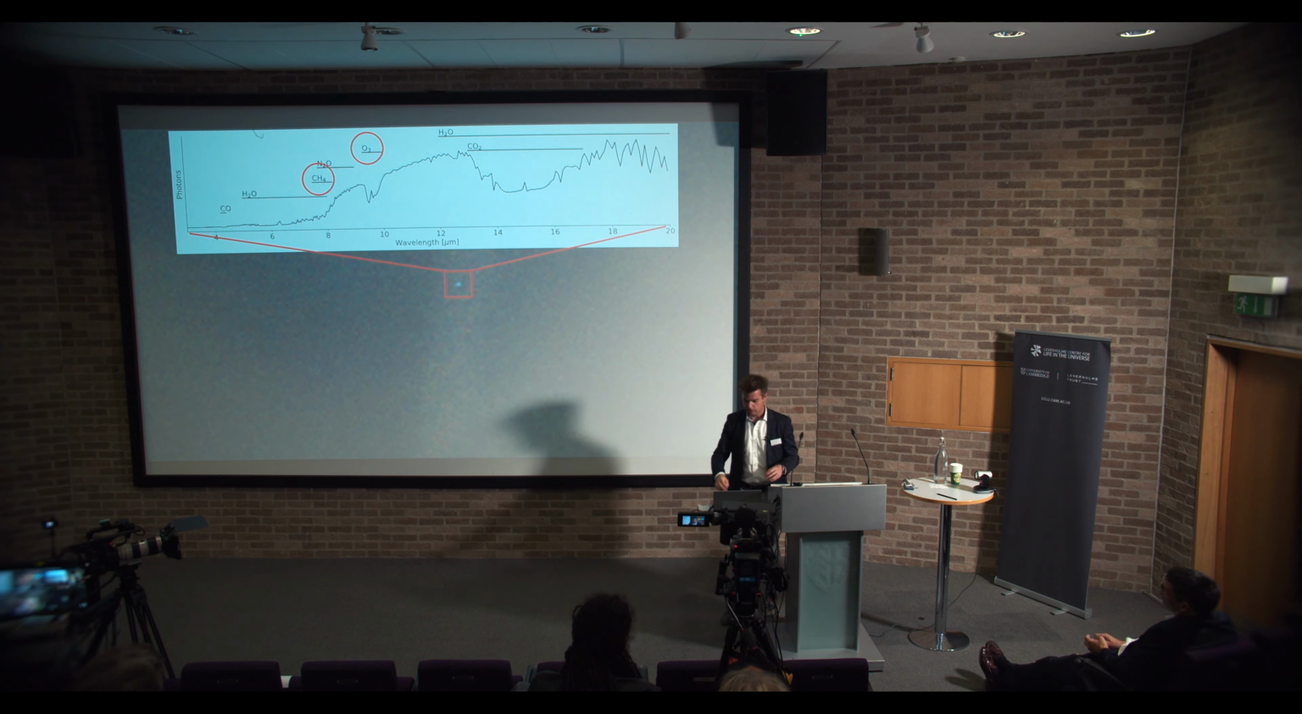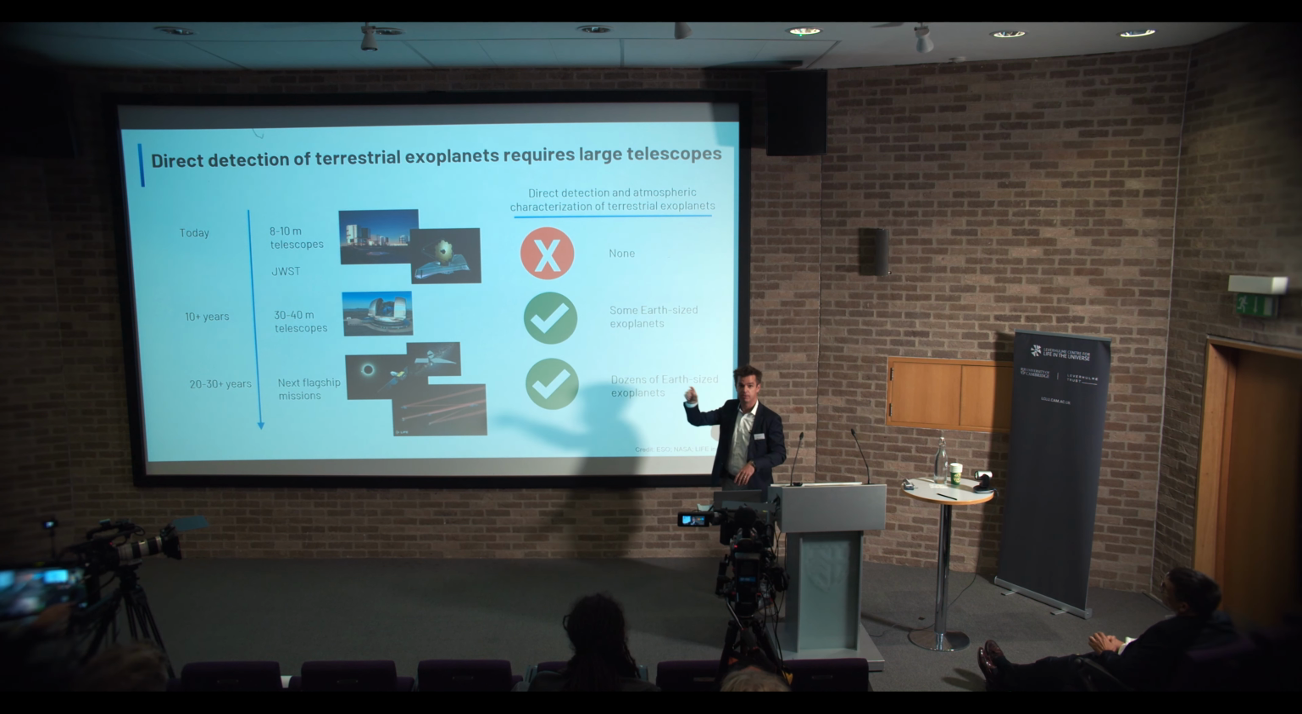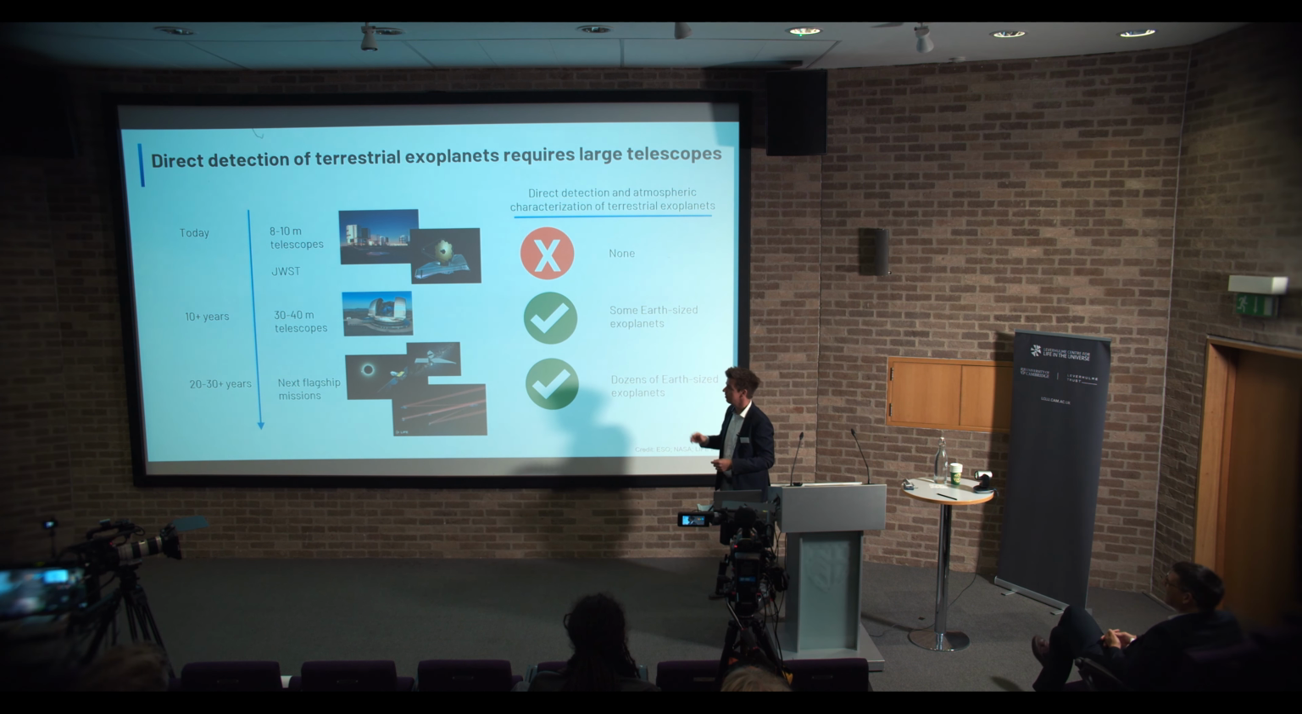So this is the landscape, how I see it, for the direct detection. Don't get me wrong, because I put a big red cross here next to James Webb and it was going to kill me, right? So this is for the direct detection of exoplanets, so taking pictures of exoplanets. On the left-hand side, you see where we are today: 8 to 10 meter telescopes on the ground, and James Webb. We're not going to detect many of these small terrestrial planets directly.